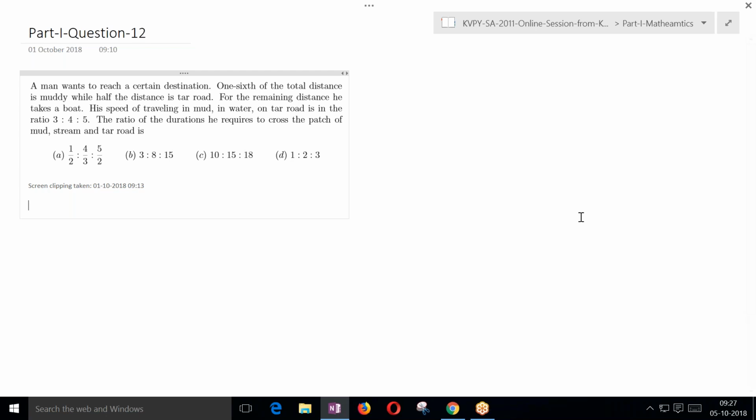So there are three modes of journey, because of three different types of roads: mud, tar, and it is a stream definitely. Otherwise, why would you take the boat? For the remaining distance, he takes a boat. His speed of traveling in mud, in water, on the road is in the ratio of 3:4:5. The ratio of the duration he requires to cross the path of mud, stream and tar road is what?